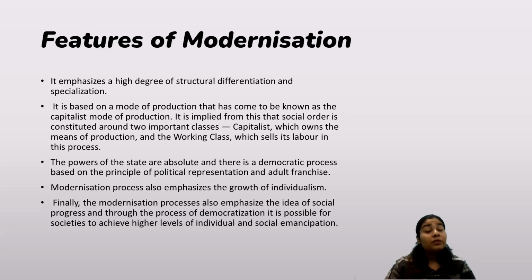Then universal adult franchise, just like I said, political representation or political participation is very important, and hence universal adult franchise comes into place, which means that when a child becomes an adult and reaches a certain age, it is mandatory for them to vote, to actively participate in the political processes of their own country, of their own society, right?